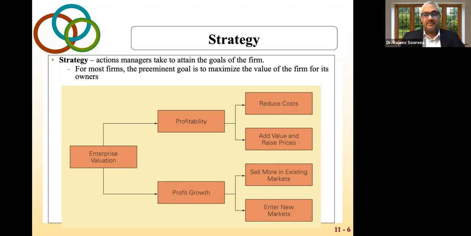Now, that's profitability. For profit growth, you can sell more in existing markets, right? So you stay in the United States, you sell more of your products in existing markets. If you service the US market and the European market, you sell more of your product in those markets, right? So that's increasing volume. So that will lead to profit growth, of course.